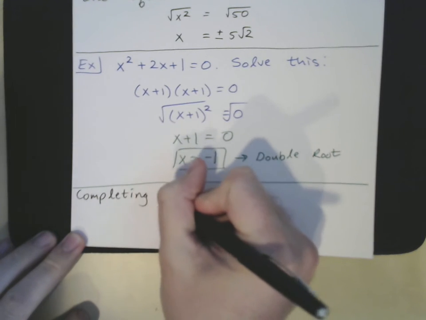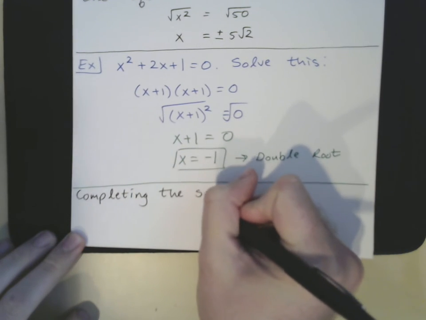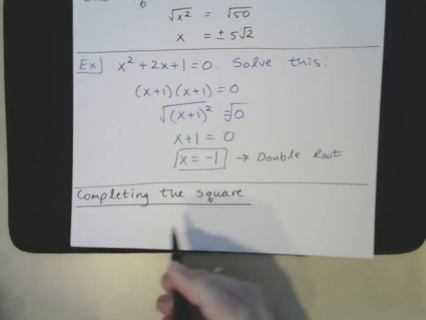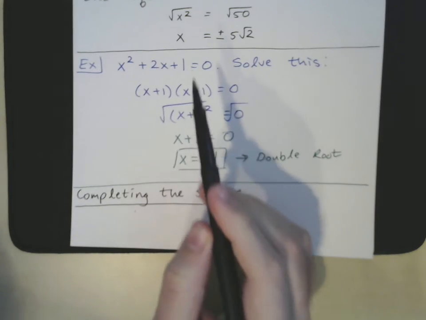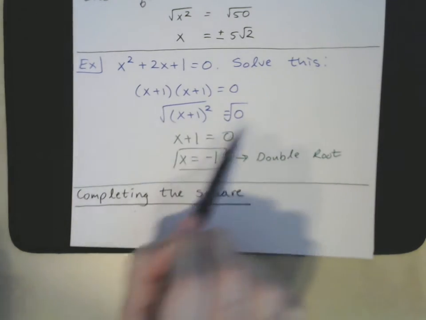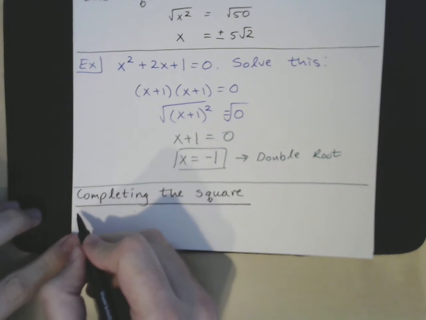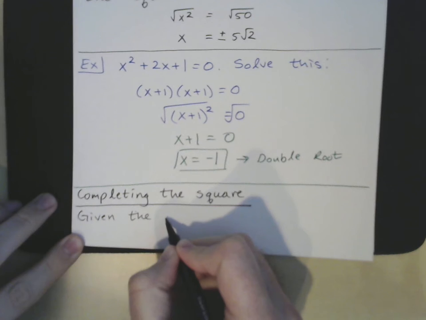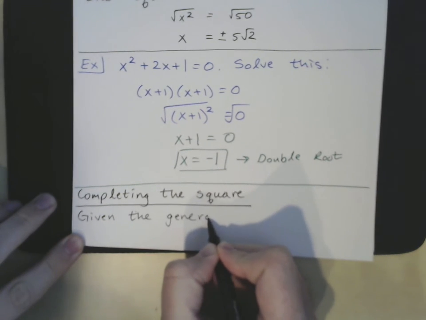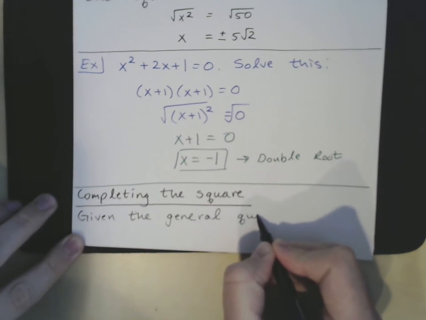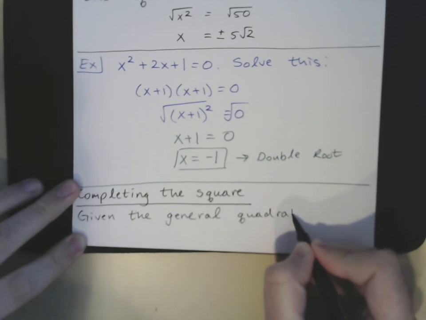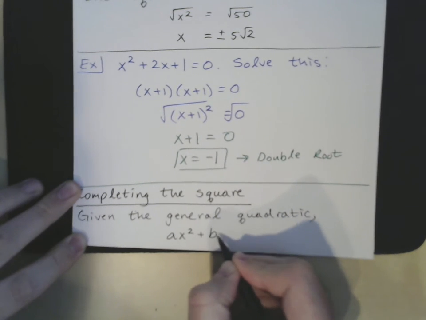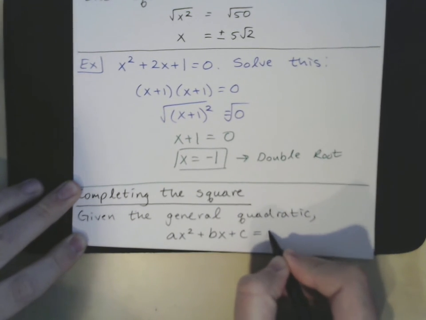Completing the square. Because this method is going to turn every quadratic, regardless of whether it factors this way or not, into a problem like this. So given the general quadratic, that is ax squared plus bx plus c equals 0.